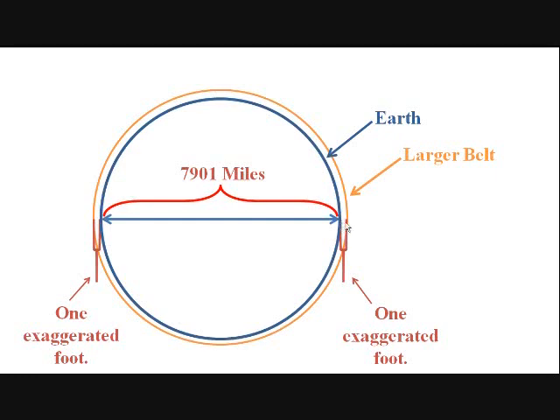So we have one exaggerated foot on this side, and it actually goes all the way around the circle. And then we have another exaggerated foot on this side. And it continues to be 1 foot more distant from the center all the way around. So this is the larger belt. So the Earth is the inner blue circle, and this extended belt that the ants are demanding is the larger circle on the outside.